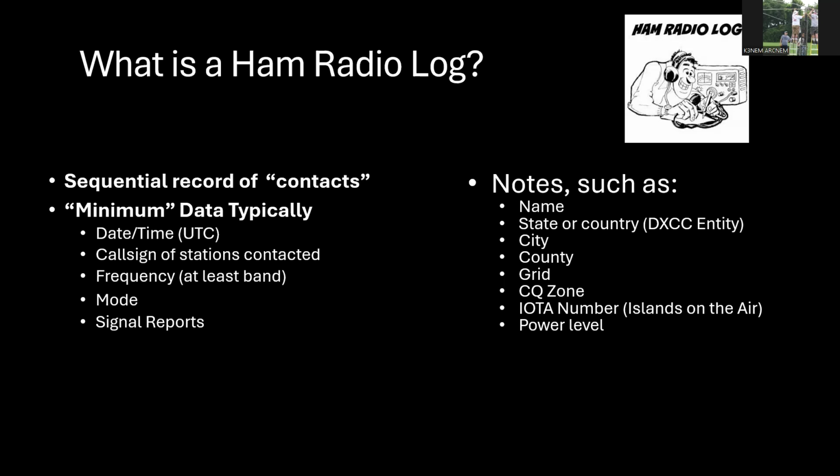Other information people often enter is the name of the person, the state or country that they're in, especially if they're chasing DXCC or Worked All States or something. Maybe the city, maybe the county, maybe the grid, maybe the zone, maybe the IOTA if they're chasing that, and maybe their own power level.